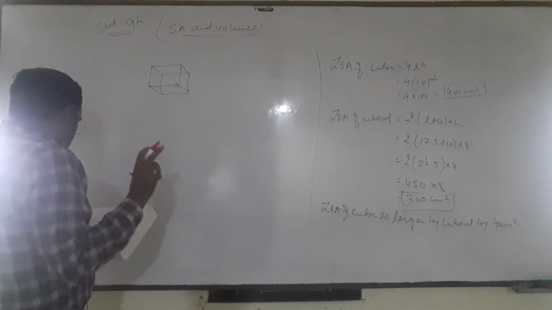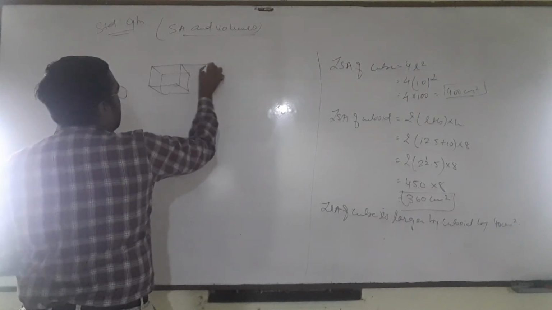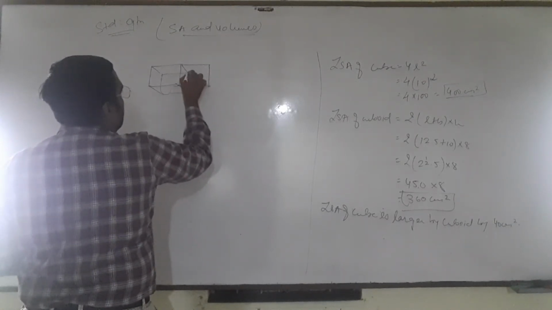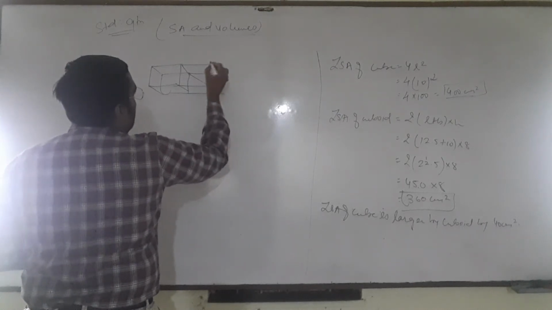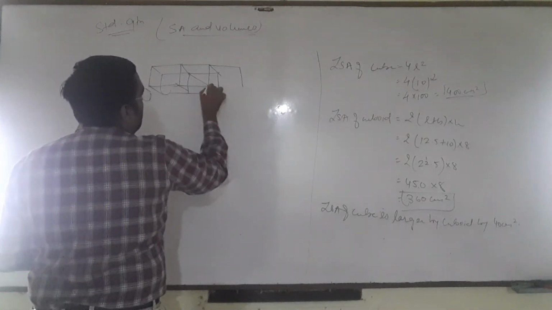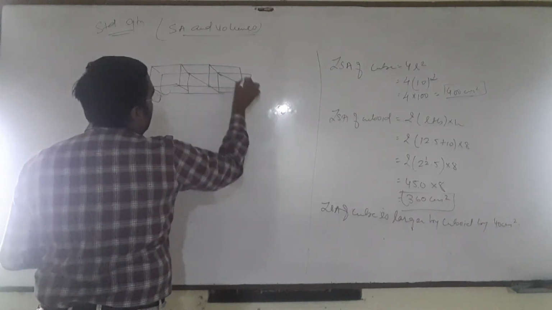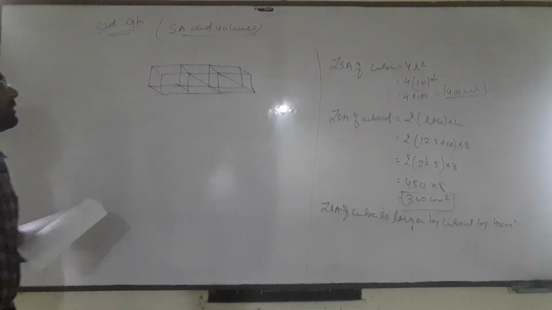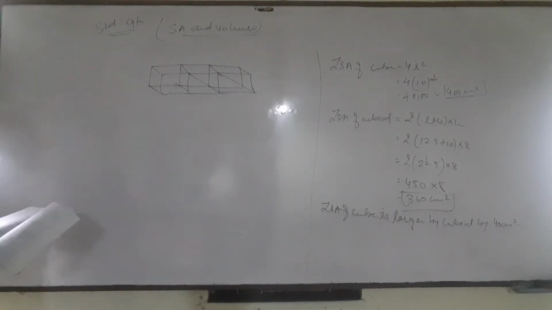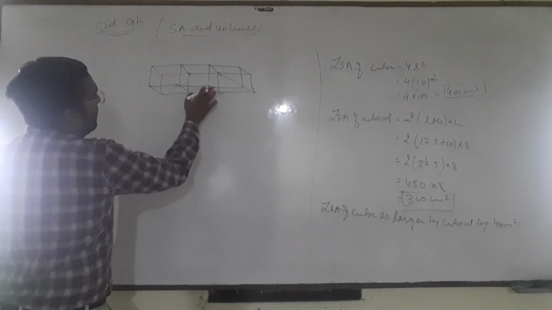3 cubes, each of side 5 centimeter, are joined end to end. So like this one. Okay, that's my mistake, this is not part of the cuboid.